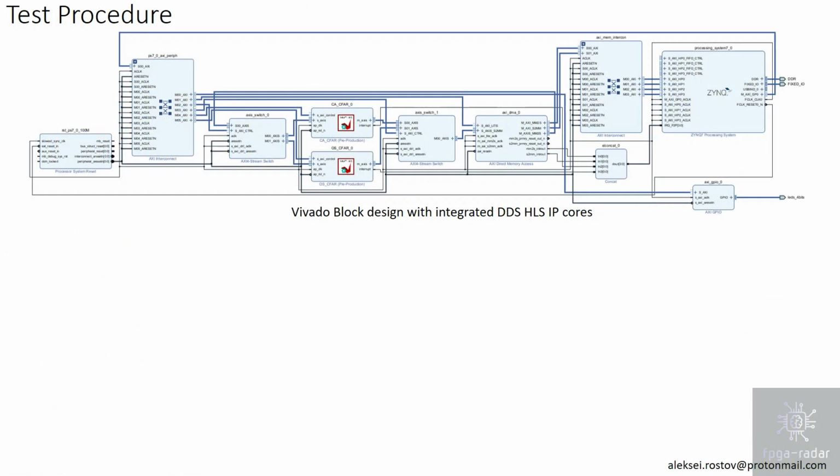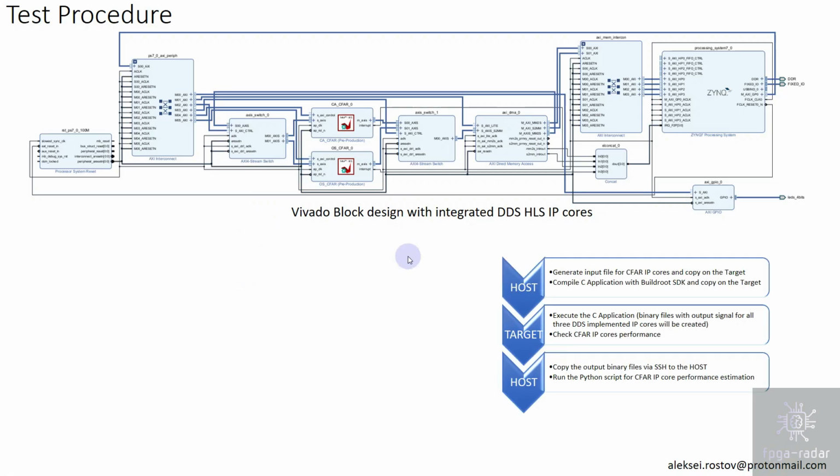Okay, let's consider the test procedure of the IP core. Here I have a Vivado block design with two IP cores connected via AXI4-Stream switch to XCDMA for data transfer. Besides that, both IP cores, as I already mentioned, are fully controllable by the processing system via the AXI4-Lite interface. So in order to work with the IP core, what's needed?